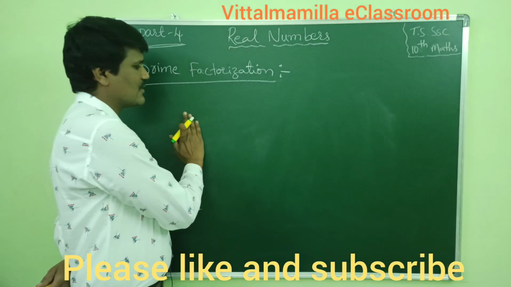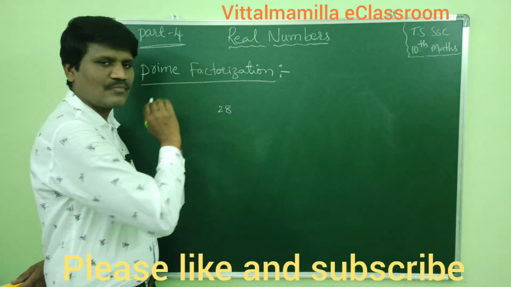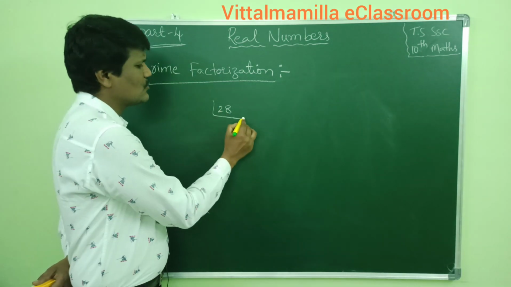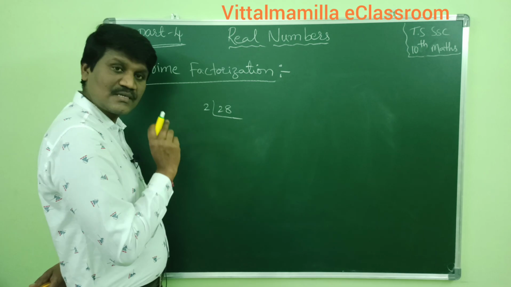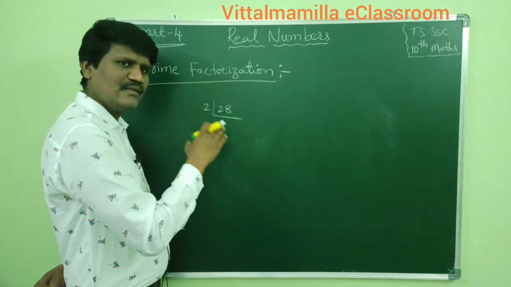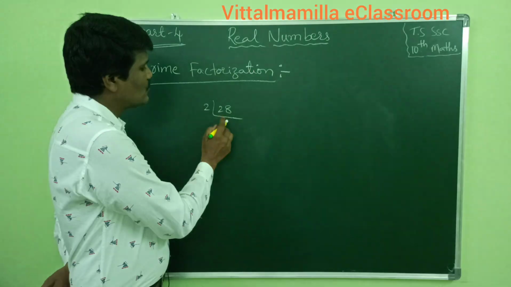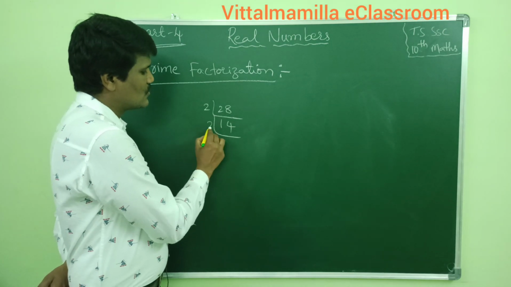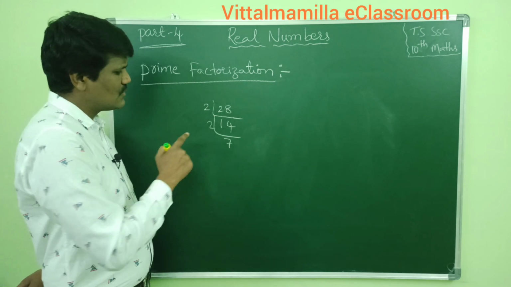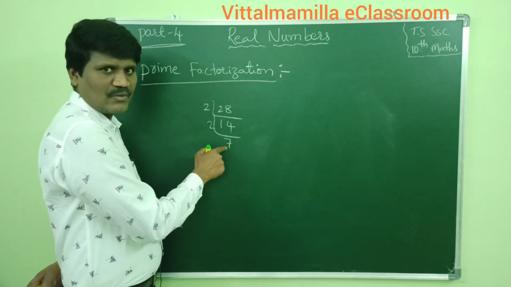Suppose any number if I take, say the number 28. How to do the prime factorization of this? It is simply, already you know the process. First we should start with the minimal prime number. The minimum prime number is 2, then 3, then 5, like this you continue. 2 14s are 28, 2 7s are 14, 7 cannot be further written, so we'll stop here. We should do the process until we get a prime number here.